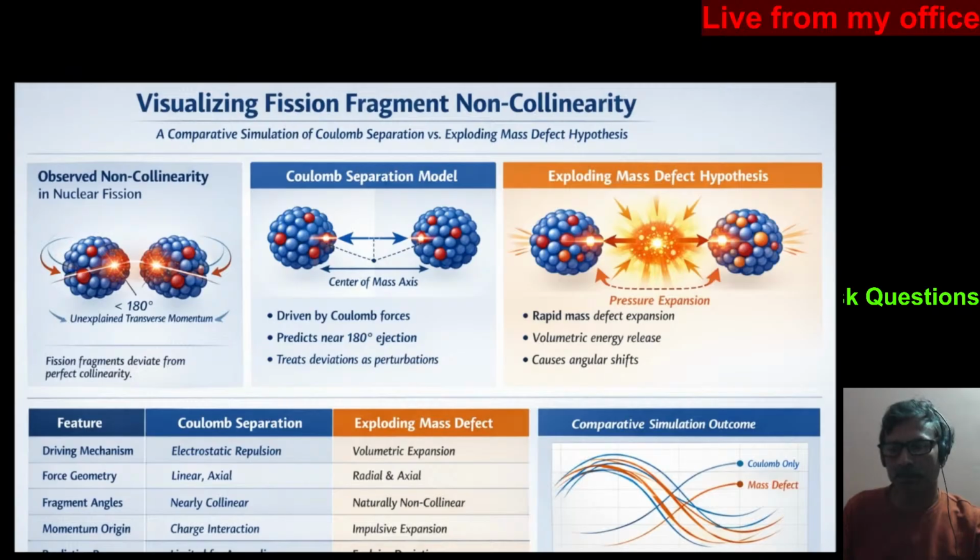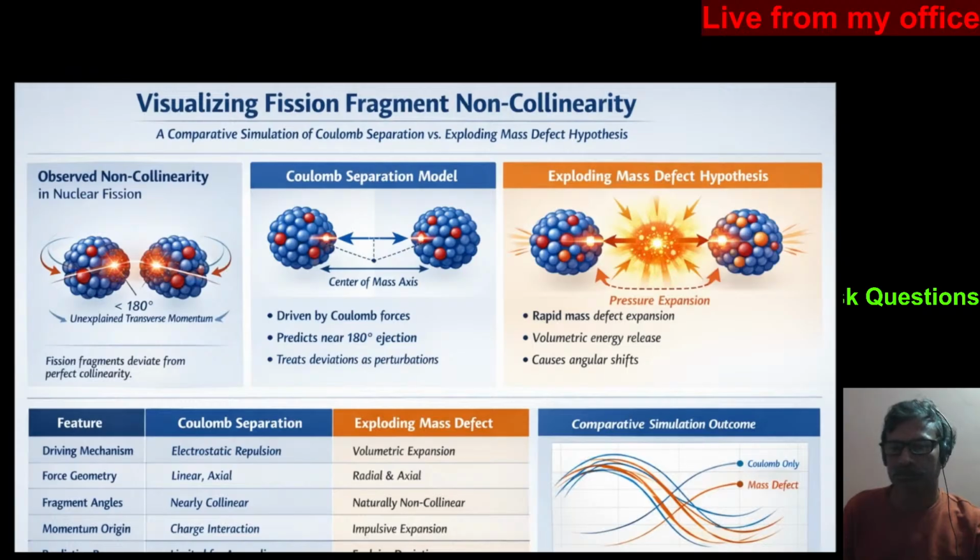However, post-irradiation analyses reveal a statistically significant population of damage tracks exhibiting substantial angular offsets that cannot be fully reconciled with these secondary effects. EMDH reinterpretation: a rapid volumetric expansion associated with the mass defect generates an initial pressure-driven impulse prior to Coulomb acceleration.